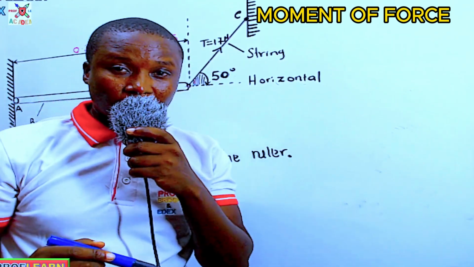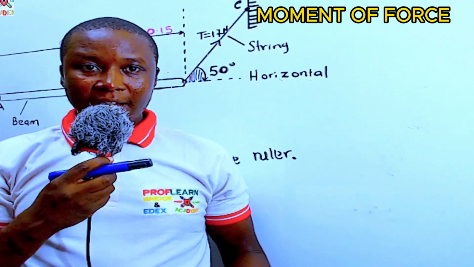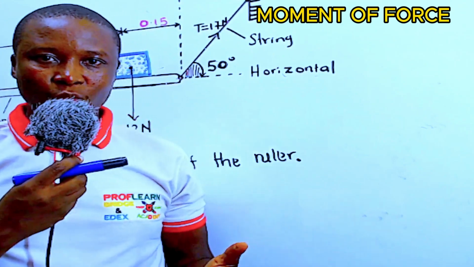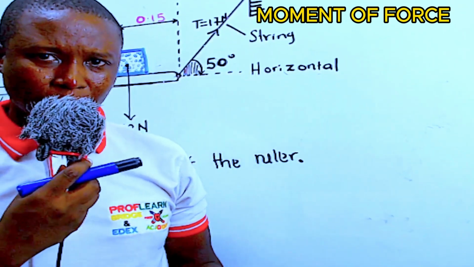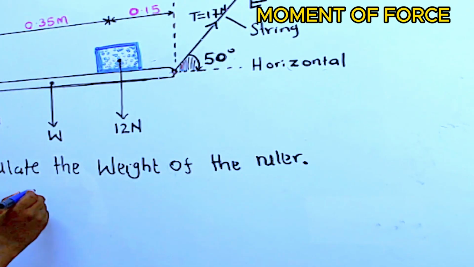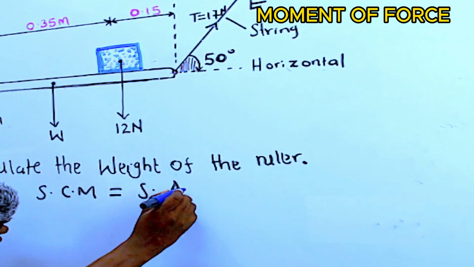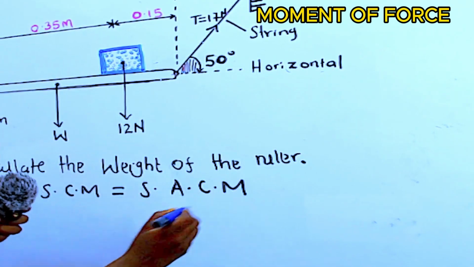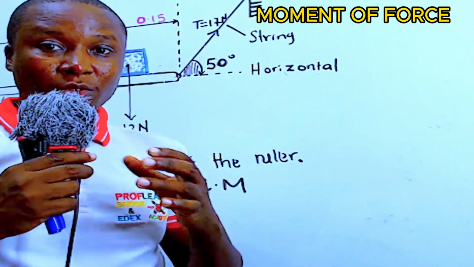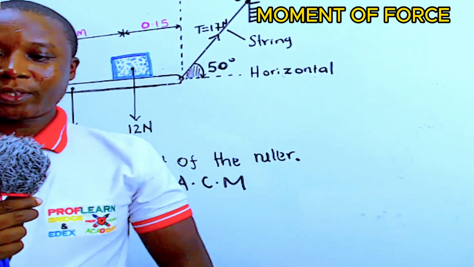When you have a question like this, you need to remember that you are going to use the principle of moments. The principle of moments states that at equilibrium, the sum of clockwise moments is equal to the sum of anti-clockwise moments. So we are going to ask ourselves which forces give a clockwise moment, and which forces give an anti-clockwise moment.